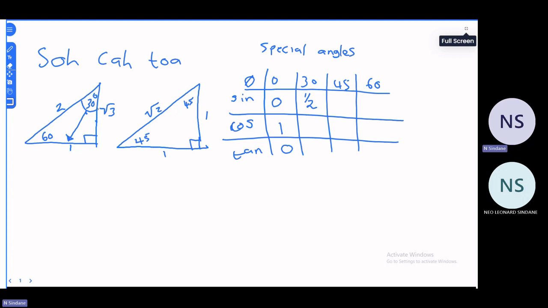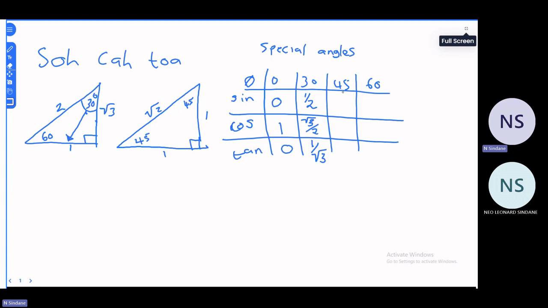Now, cos theta is supposed to be adjacent over hypotenuse. If 30 is my reference angle, then square root of 3 is my adjacent side, so I'm going to have square root of 3 over 2. And if 30 is still my reference angle and I'm looking for tan, it's opposite over adjacent. My opposite is 1 and my adjacent is square root of 3, so I'm going to have 1 over square root of 3.